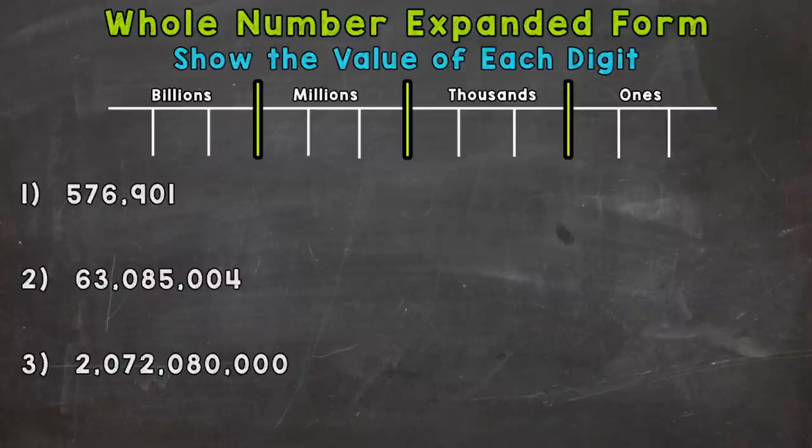So let's start with expanded form. Now, when it comes to expanded form, we take numbers and expand them out to show the value of each digit. Expanded form really helps our overall number sense and understanding of numbers. So we have three examples that we're going to go through together in order to get this down.